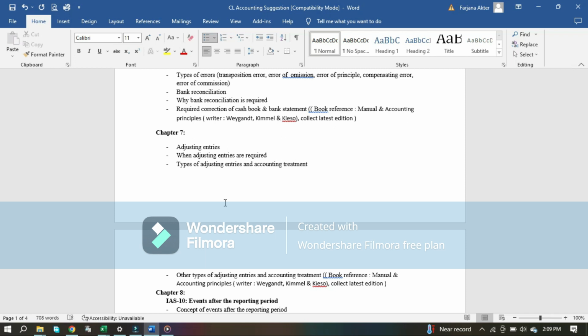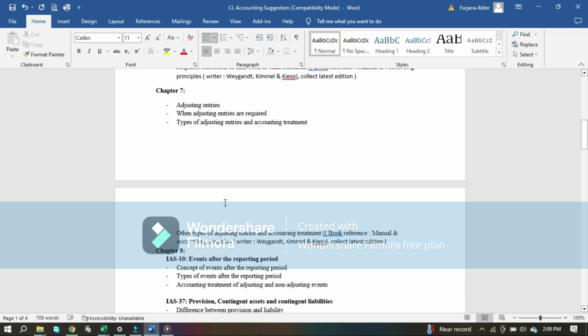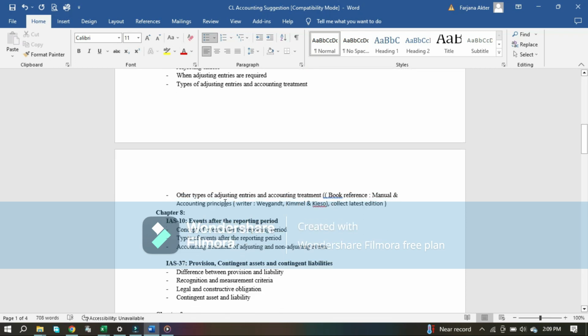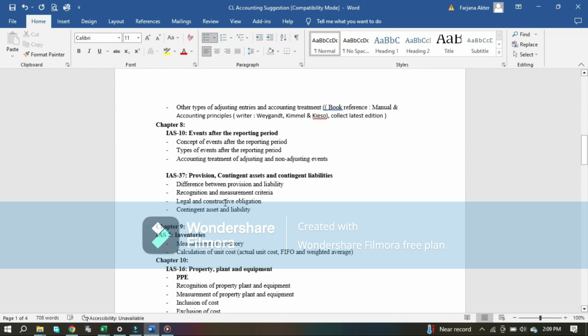Chapter 7. Adjusting entries. When adjusting entries are required. Types of adjusting entries and accounting treatment. Other types of adjusting entries and accounting treatment. Book reference, Manual and Accounting Principles, Weygandt, Kimmel and Kieso, collect latest edition.